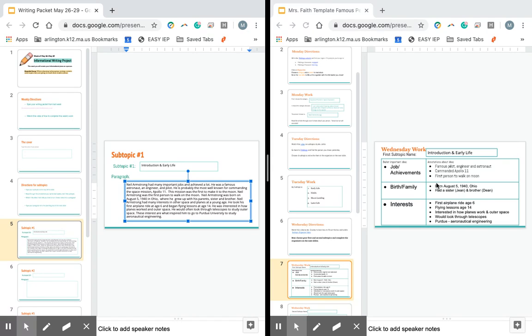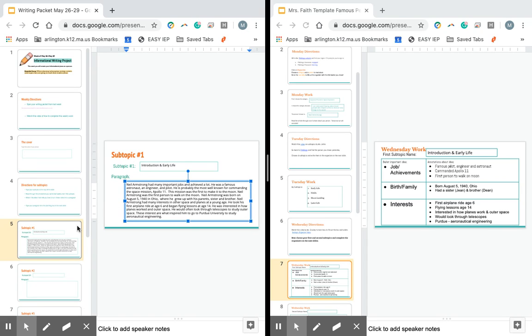Also, if you're typing your annotations and turning them into sentences and you realize, oh, you know what, I wish I had more information, like I'm wondering, what does aeronautical engineering mean exactly? You can always stop and go back and research further about your person to add more details into your final project for this week. Okay, so remember, we want to have lots of facts and information that matches up with each subtopic to make our writing really informative for the reader.